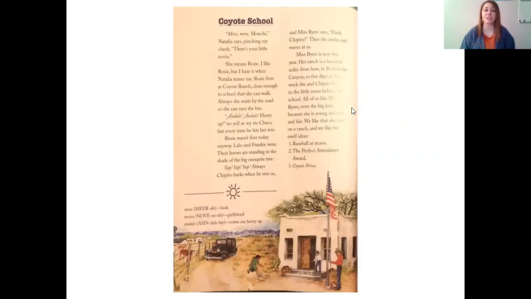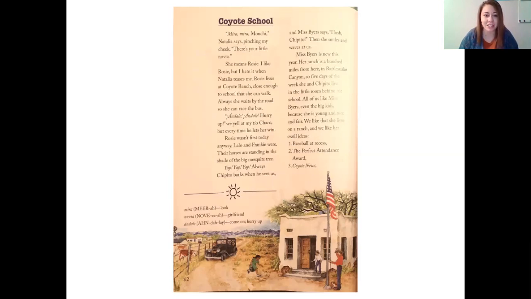Okay, so we're going to continue reading Coyote School. Mira, mira, Monchi, Natalia says, pinching my cheek. There's your little novia. She means Rosie. I like Rosie, but I hate it when Natalia teases me. Rosie lives at Coyote Ranch, close enough to school that she can walk. Always, she waits by the road so she can race the bus. Andale, andale, hurry up, we yell at my Tio Chaco, but every time he lets her win.